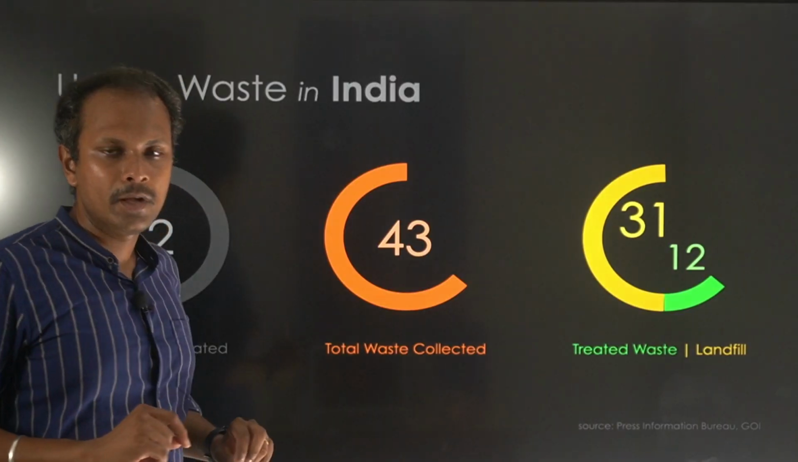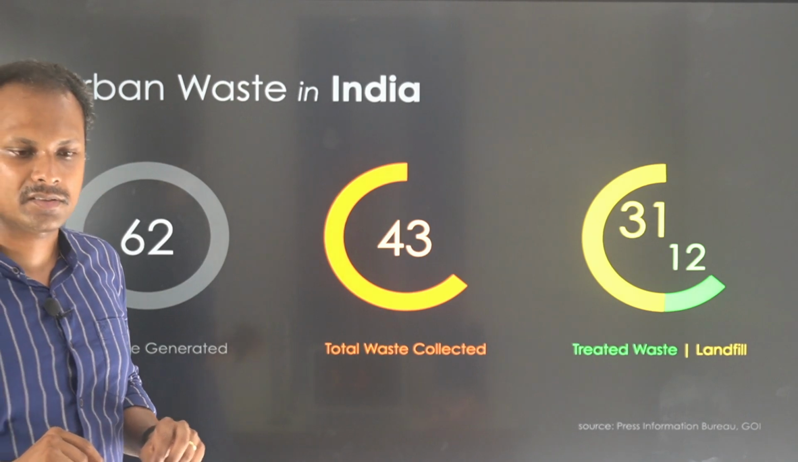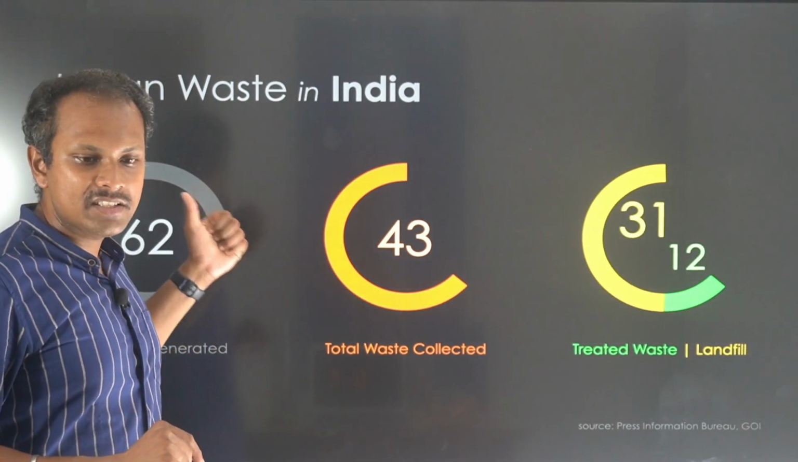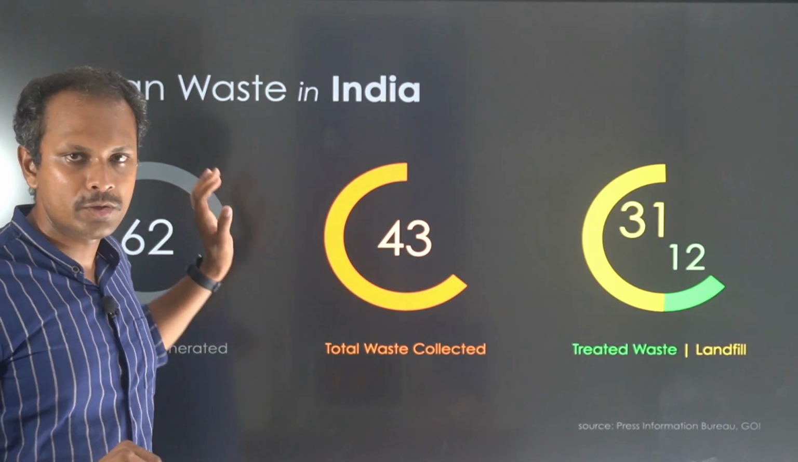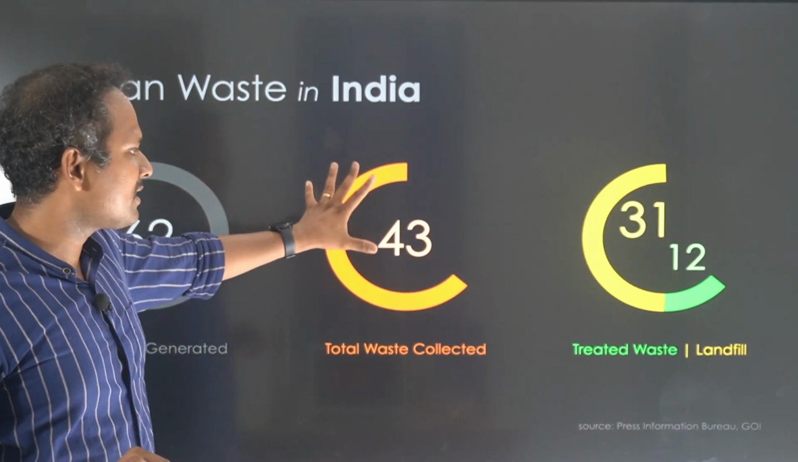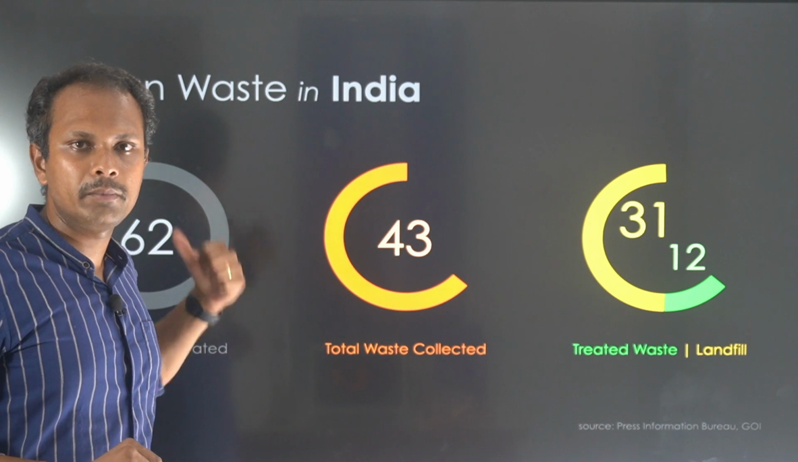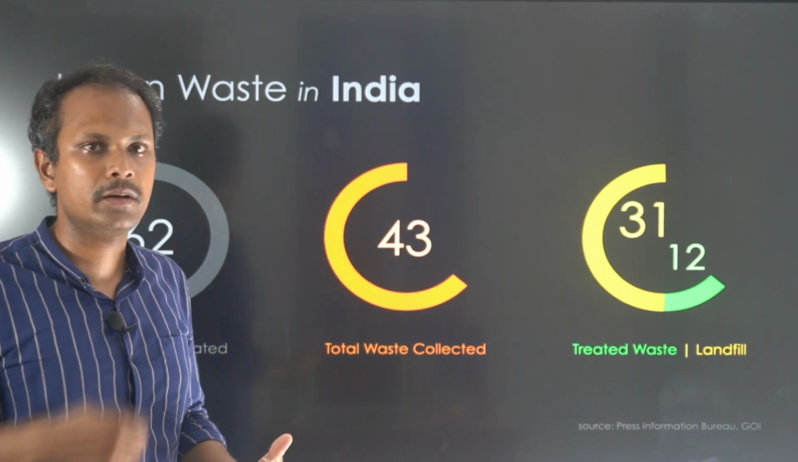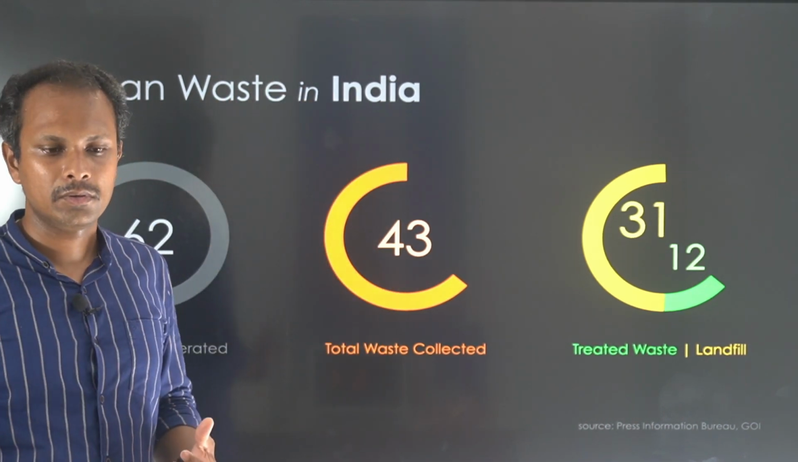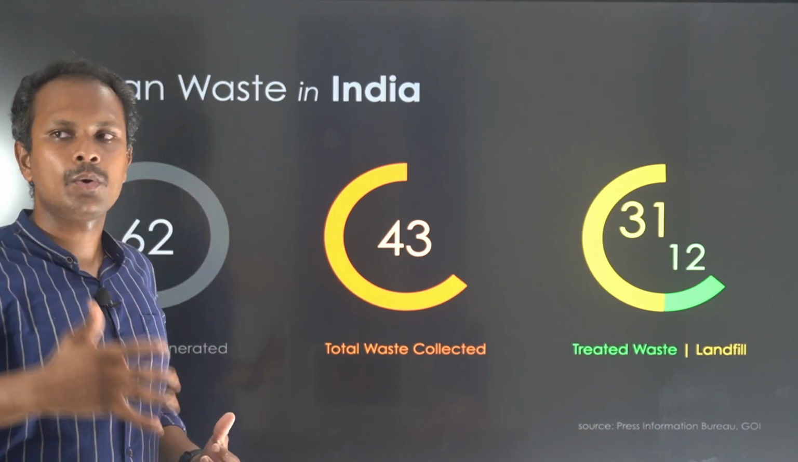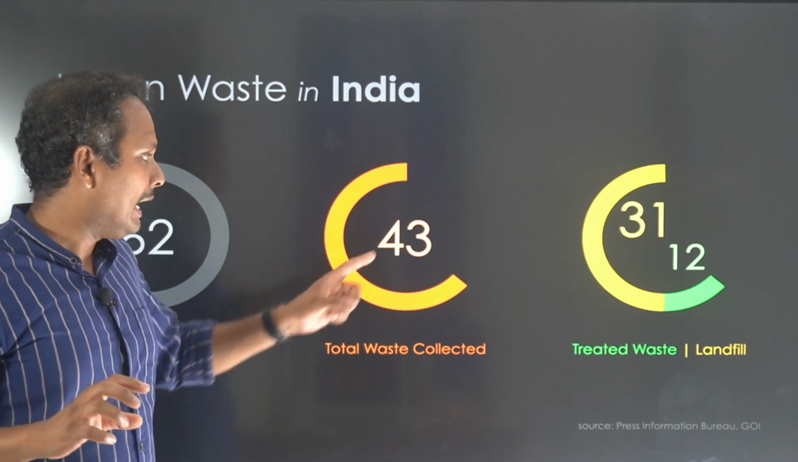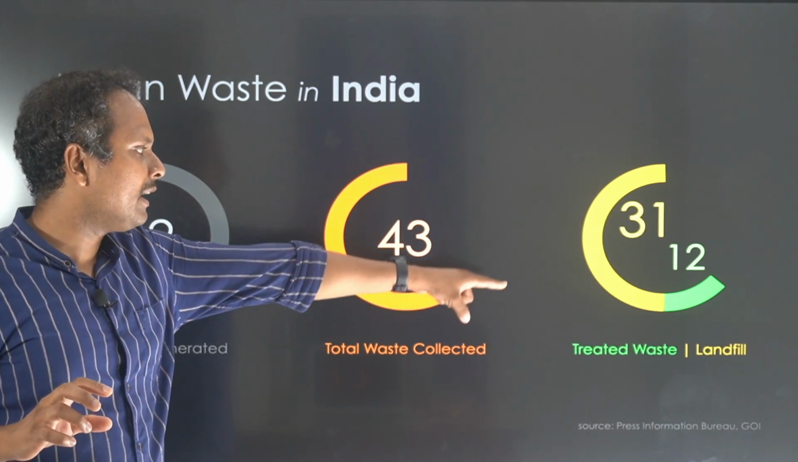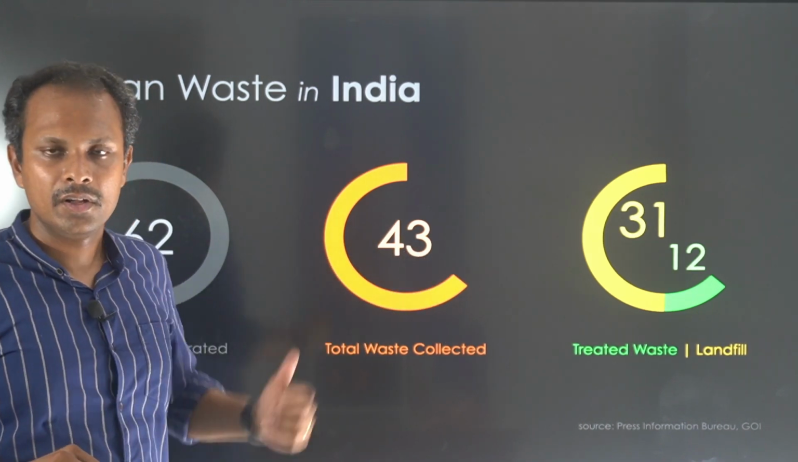Before that, I'll take you through some statistics. About 60 metric tons of waste is generated every year. So huge, right? Total waste collected is only 43. What about the remaining? It's unsegregated. It's either lying around on the roads, on the streets, or in the dump yards. It's not segregated. And how much of the waste is treated, and how much is there in the landfills still?